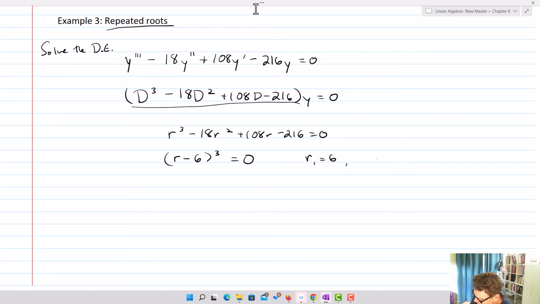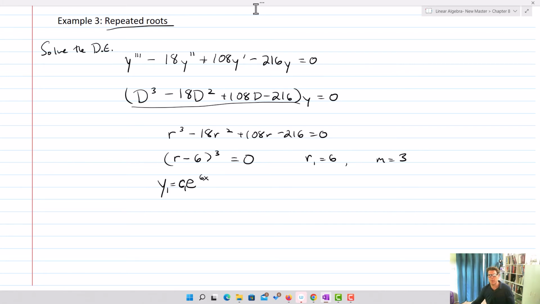Okay? So multiplicity equal to 3. So consequently, it doesn't make sense for us to have e to the 6x 3 times. We can have one of them. We'll have y1 equals c1 e to the 6x. But we're going to need linearly independent solutions.